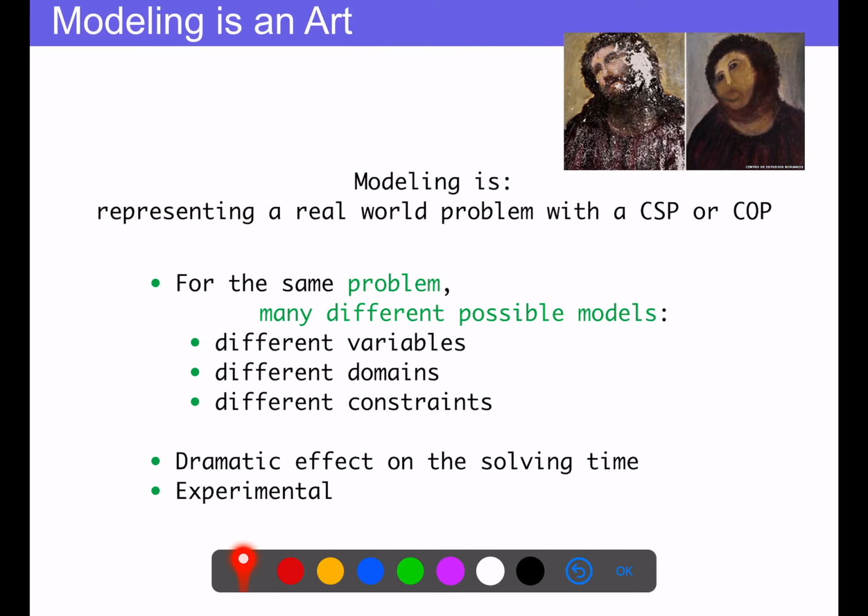And usually for the same problem, you might have different possible models, different sets of variables, different domains, and different constraints. And unfortunately, depending on the kind of model that you are designing for your problem, it might impact dramatically the solving time. And so usually you have to experiment to decide which model is the best for solving a specific problem. But with some experience, you will come to models that you already know might be more efficient than other ones.